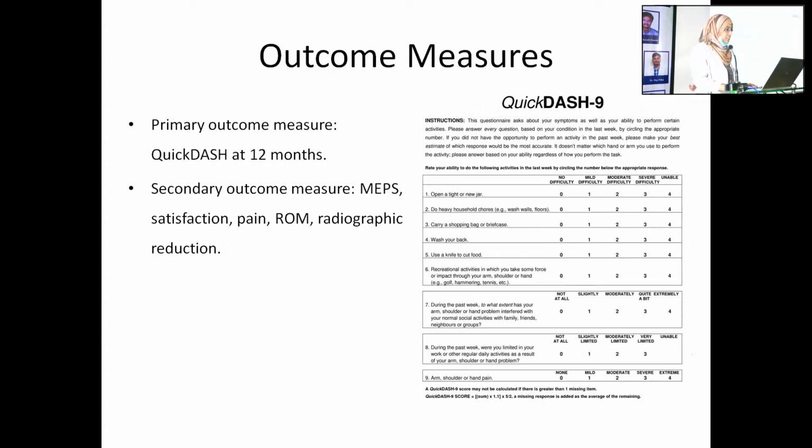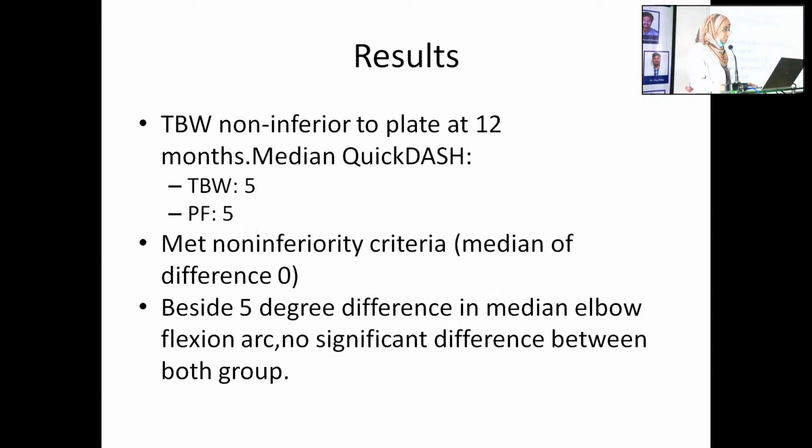Outcome was measured with quick DASH at 12 months. Other outcome measures like Mayo Elbow Performance Score, pain, range of movement, and radiographic reduction were taken into consideration. The result was that tension band wiring is non-inferior to plate at 12 months, with a median quick DASH of 5 for both groups. Thus it met the non-inferiority criteria with a median difference of 0.